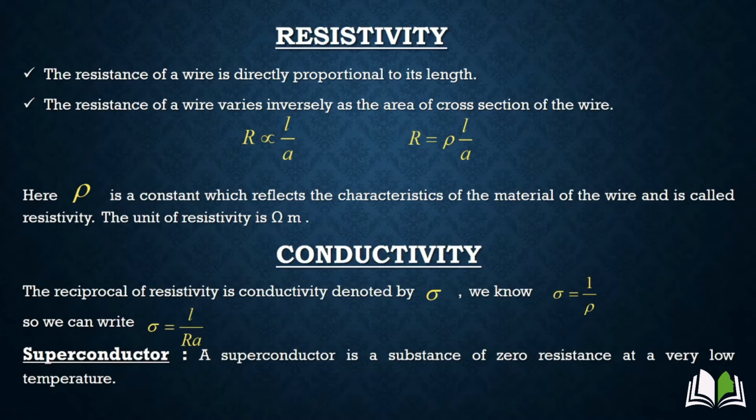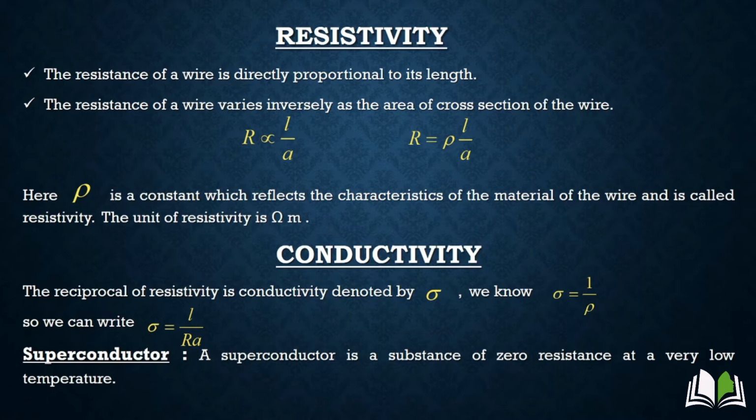Rho is called the specific resistance or the resistivity of the conductor. So rho is equal to R into A divided by L. From this, the SI unit of rho can be easily found as ohm meter.